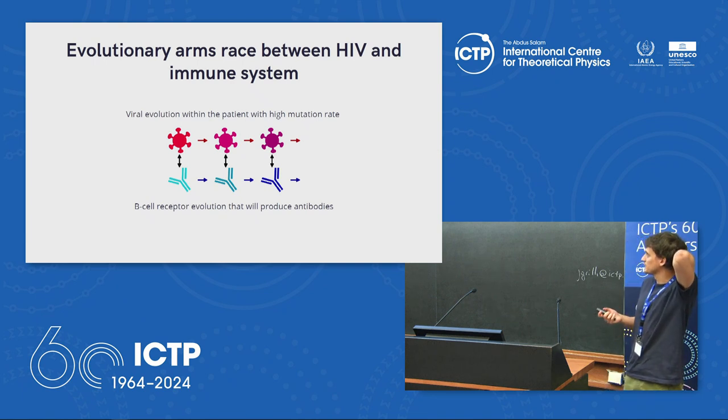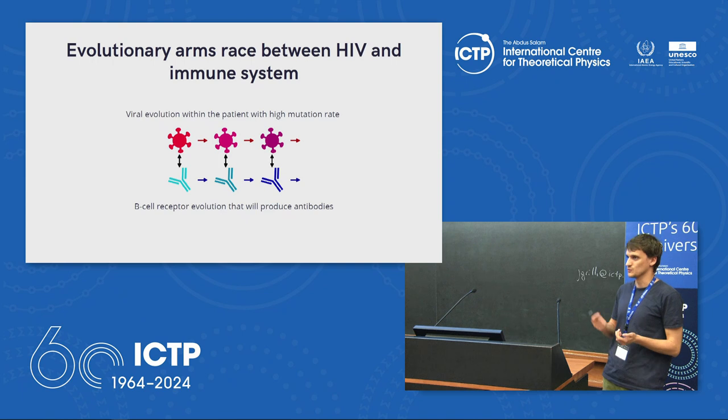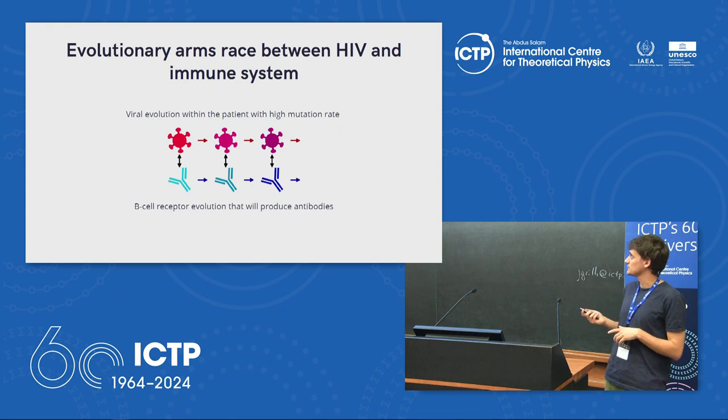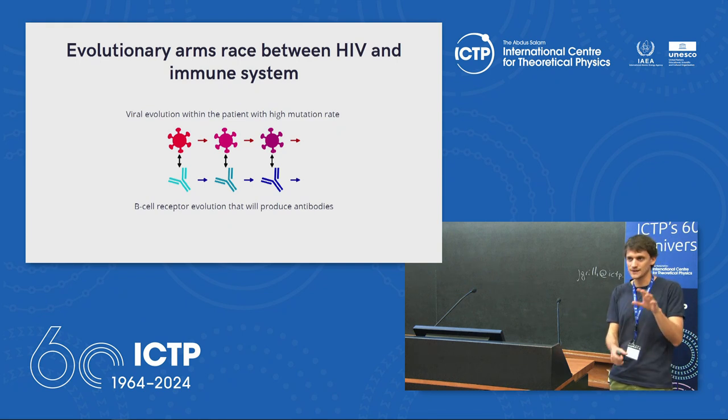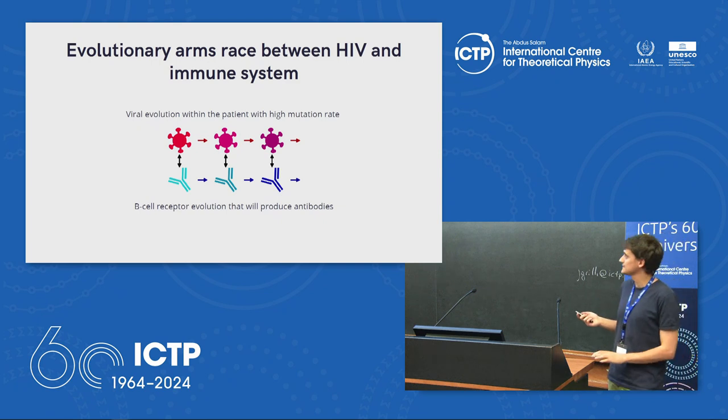So there is this kind of evolution. At the same time, the immune system is evolving, trying to bind to the pathogen. At the level of B cell receptors, there is a sort of evolutionary process going on to find good receptors that will produce antibodies that bind to the virus. So we have these two populations evolving together, talking with each other in an antagonistic way. That's the kind of system we are interested in.